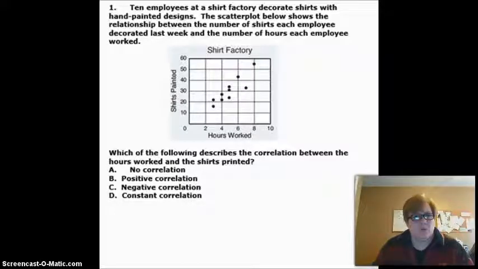Okay, so in order to determine that, we said if it's no correlation, our x is increasing, right? Our y is just all over the place. Positive, both would be increasing. Negative, as x increases, y decreases. And then a constant correlation is usually shown by a pattern of dots that's just straight. So as x increases, y remains the same. It's not a very common one that we have, so I didn't include it in the first page.